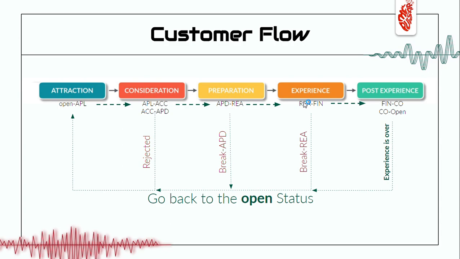In this phase, the EP is realized, so the EP starts the experience, and either the EP finishes the experience, so it goes to the next state, which is finished, or the EP does break realization, which means that the EP didn't finish his experience. Supposedly the experience has a specific duration, but the EP didn't finish that whole duration and had to finish it early. So the EP goes back immediately to the open state and to the attraction phase. In case the EP finished the experience, it goes to the next phase, which is post-experience.